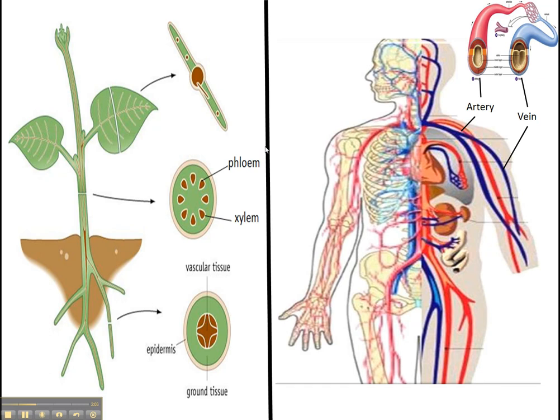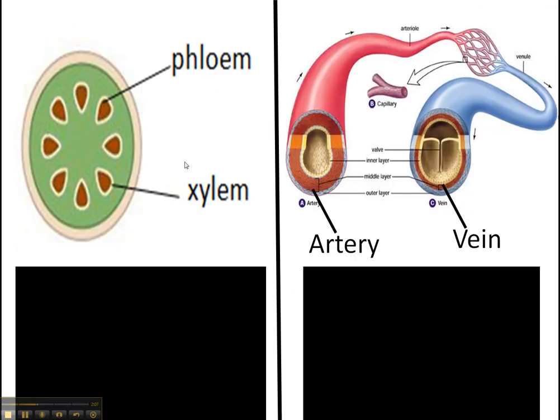Now, if you want to take a closer look at some of these, here's a close look at the cross sections of them. So you can actually see the holes for the phloem, holes for the xylem, and on the other side, a big old hole for the artery and another one for the vein.